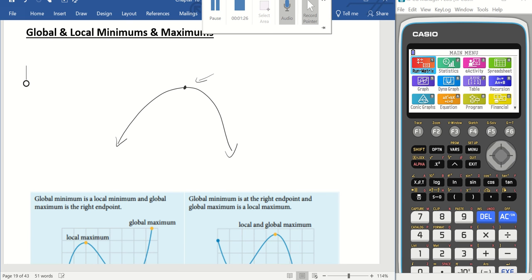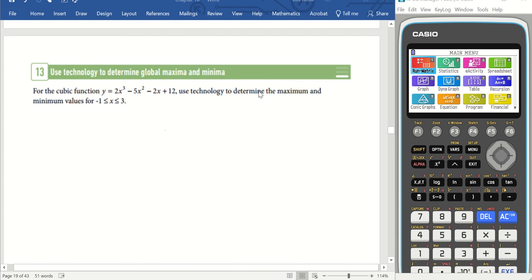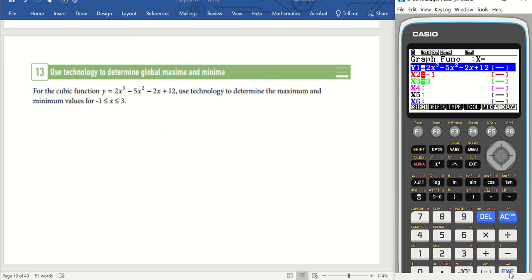Alrighty, let's jump straight into a question. For the cubic function, y is equal to 2x^3 minus 5x^2 minus 2x plus 12, use technology to determine the maximum and minimum values for -1 ≤ x ≤ 3. Alrighty, so first of all, let's jump into the graph mode and let's sketch the picture.